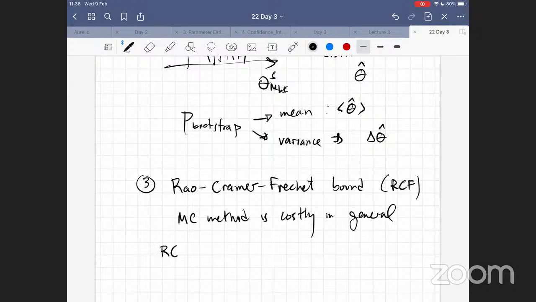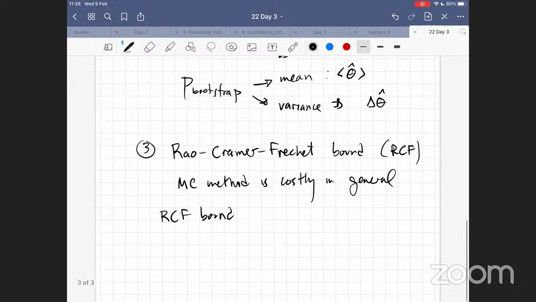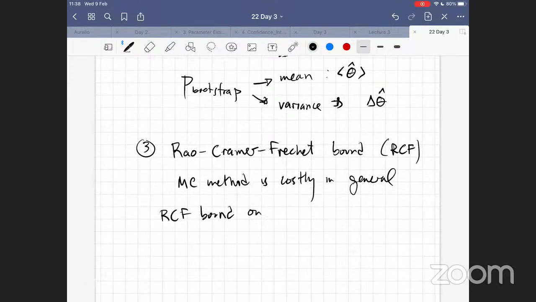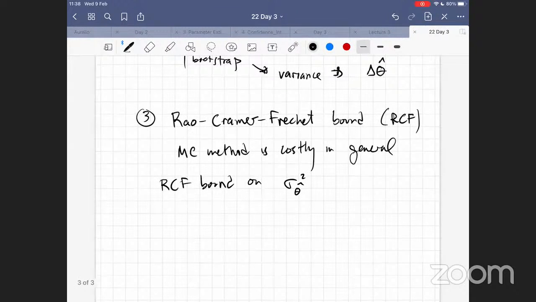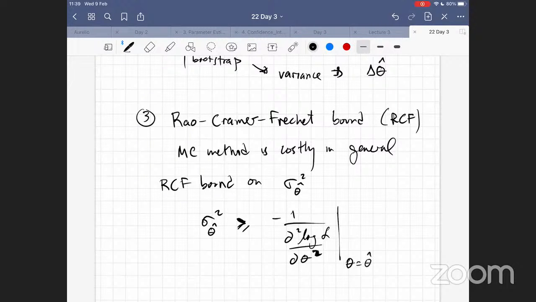So this RCF bound is a bound on the variance of my estimator. Let me write it like this. It is computed in practice in the following form: minus 1 over the second derivative of the log of the likelihood with respect to theta, evaluated at the value of the estimator.